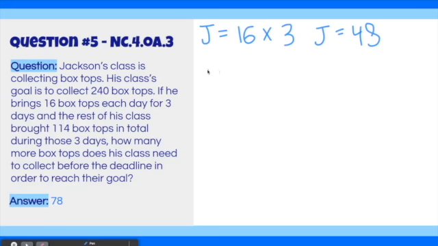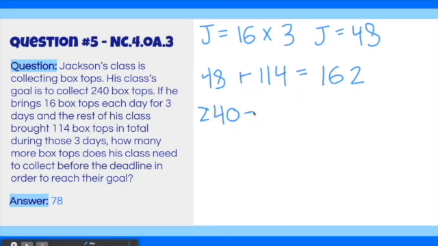Now we have to find out the total number of box tops brought in during those 3 days. We know that Jackson brought in 48, and the rest of his class brought in another 114. When you add that together, you get 162. That is the number of box tops his whole class brought in. Now to find the number of box tops they need to bring in to reach their goal, you would subtract 162, which is what they've already brought in, from 240, which is their goal. And when you do that, you get 78.